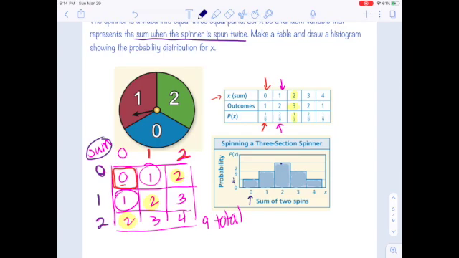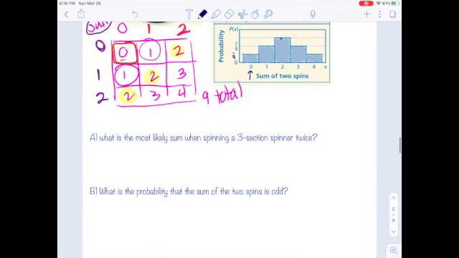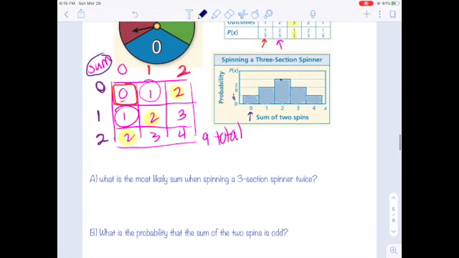So you'll see that these histograms are really symmetrical. What happens on one side will happen on the other. Okay, so you have a peak and then they fall. So you can answer a few questions. What is the most likely sum when spinning a 3-section spinner twice?